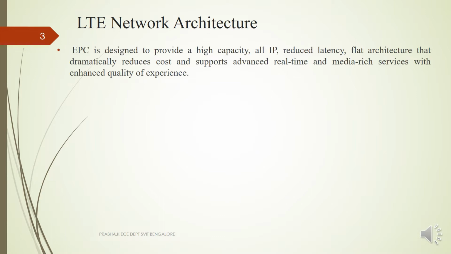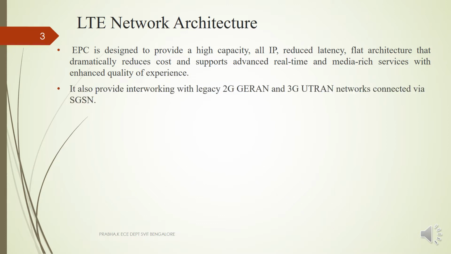Evolved Packet Core is designed to provide a high capacity, all IP based, reduced latency, flat architecture that dramatically reduces cost and supports advanced real time and media rich services with enhanced quality of experience. Evolved Packet Core also provides interworking with legacy 2G GERAN and 3G UTRAN networks, which are connected via SGSN.